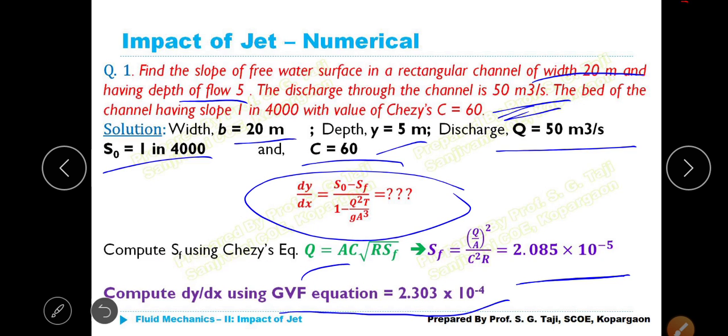What is asked? Find the slope of the free water surface. That is dy by dx, which is nothing but 2.303 into 10 to the power of minus 4. This is the simplest problem that can be asked for 3 marks. Not more than that, only 3 marks.